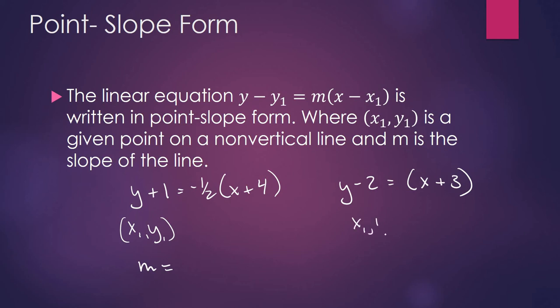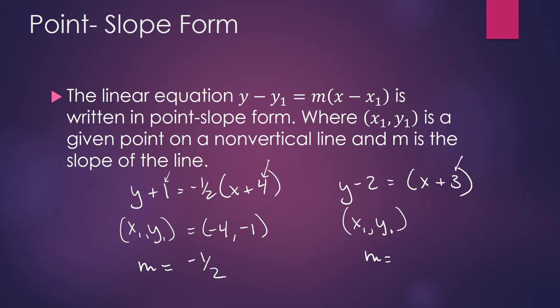And what point does this line go through, and what is its slope? Take a minute and see if you can do that. Okay, my x value is here. Since it says x plus 4, I'm going to make that minus 4 for my ordered pair. My y value is over here. Since that says x plus 1, I'm going to use negative 1. And my slope is negative 1/2.